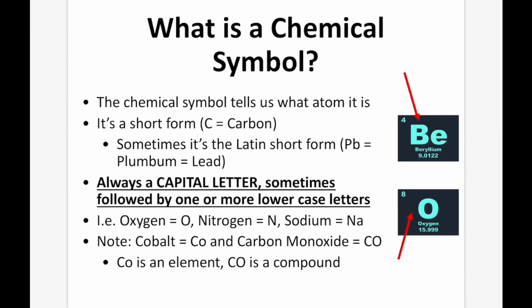So what is a chemical symbol? The chemical symbol tells us what atom it is. It's a short form, sometimes English, sometimes Latin. So for instance, C is short form for carbon, whereas Pb is going to be the symbol for lead because it's the short form for plumbum, which is going to be the Latin version of lead. It always starts with a capital letter and is sometimes followed by one or more lowercase letters. So you can see Be is capital B, lowercase e, whereas oxygen is just an uppercase O.